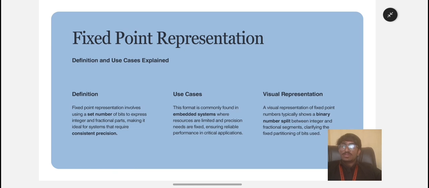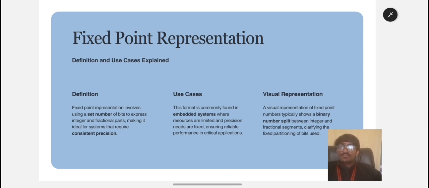Fixed point representation: definition and use cases explained. The first definition is that fixed point representation involves using a set number of bits to express integer and fractional parts, making it ideal for systems that require consistent precision. This format is commonly found in embedded systems where resources are limited and precision needs are fixed, ensuring reliable performance in critical applications.